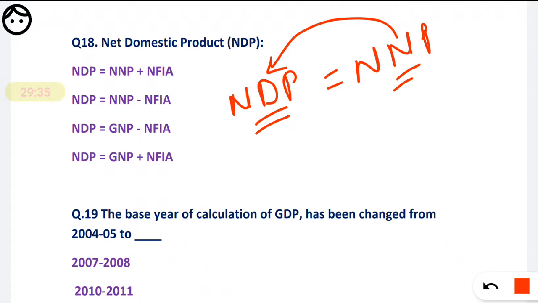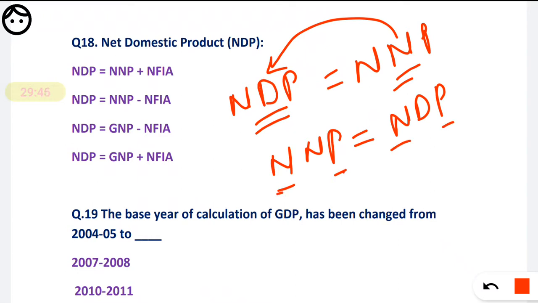So basically, see here, the NNP is nothing but your NDP, just reversing the order. Okay, now the second, first and last are same. We have to find, suppose N for national and D for domestic. So we have to find all the product by the nationals only, and we have the domestic products. So how we will calculate?